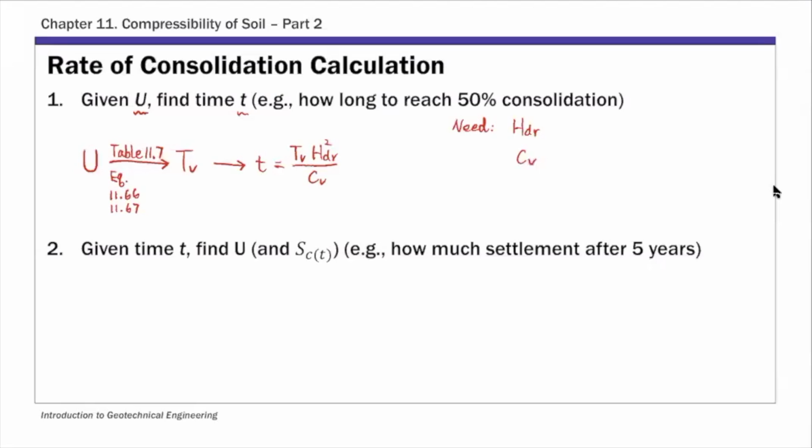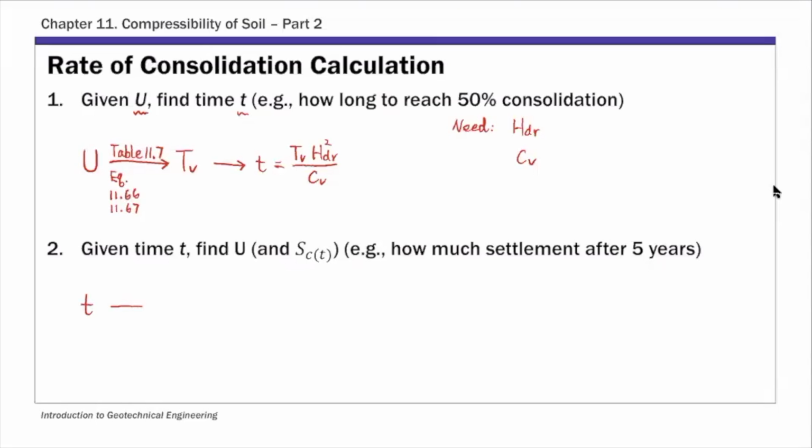And the second type is, given this small time t, you are asked to find the degree of consolidation or the settlement at that time. An example is how much settlement has occurred after 5 years. Okay, so that's one example. And for this type of problem, you start with small t, so that's the time, that's your target, and you want to estimate consolidation at that time.